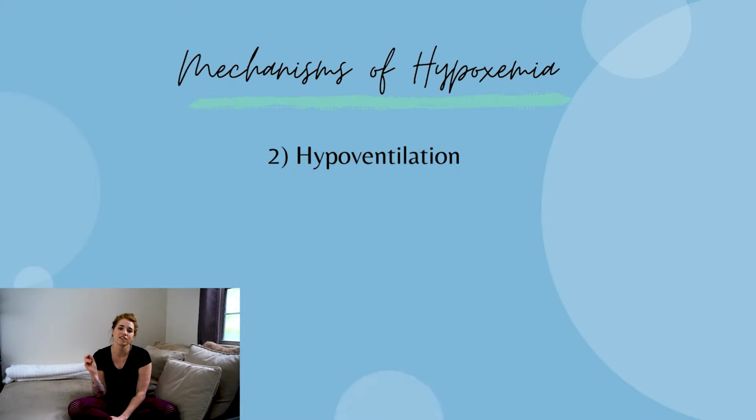The second mechanism of hypoxemia is hypoventilation, or not breathing enough. The hallmark of hypoventilation is an elevated PaCO2, which is the partial pressure of carbon dioxide. When we're breathing normally and we're respirating normally, we are breathing off carbon dioxide. In a patient who is hypoventilating, carbon dioxide will build up in their blood. Therefore, their PaCO2 will be higher.